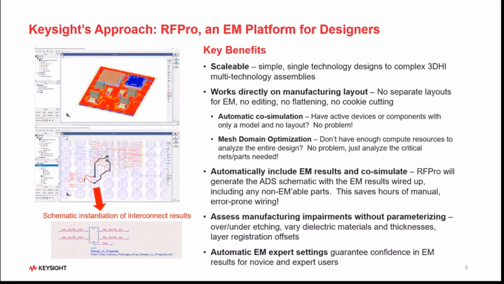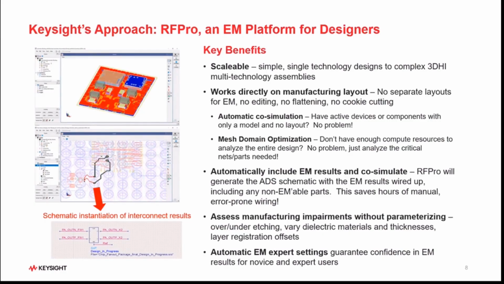So what does that mean? First of all, automatic cosimulation is automatically supported in this flow. That means if you have active devices anywhere in your hierarchy, RF Pro will automatically take those active devices out, put in ports where they connect, EM the passives around that, and then at the end, recombine that EM data with those active devices.